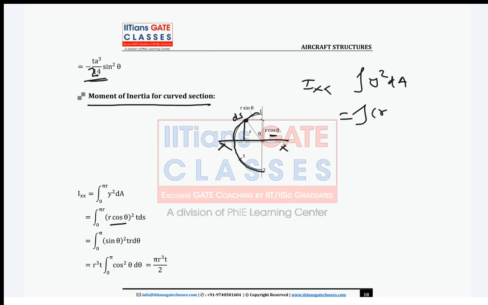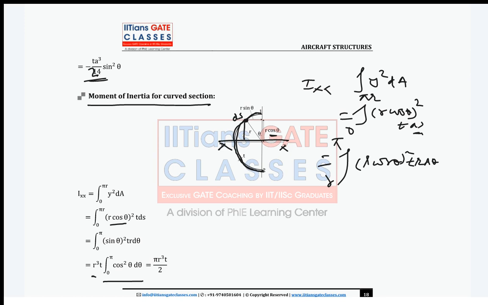Yes, I will go to previous slide. Don't worry, Pragati. It is t ds. And from where it is integrated? 0 to pi r, because this length is pi r. Now we convert ds in theta. So ds is r d theta. So this limit will become 0 to pi. So it is integral 0 to pi of r cos theta square t r d theta. Now when you change here, it becomes r cube t, integral 0 to pi cos square theta d theta. So what is the integration of this? It is pi r cube t by 2. So this is how we find moment of inertia for curved section.